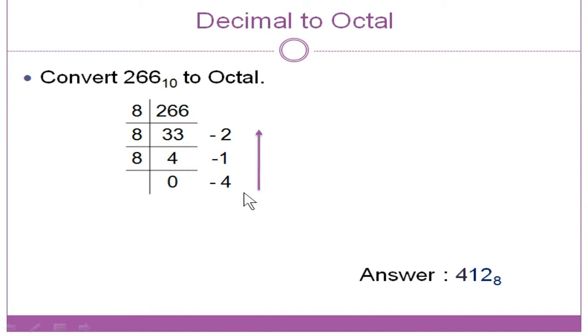So 412 is the answer, which has to be extracted from bottom to top. So the octal equivalent for 266 base 10 is 412 base 8.